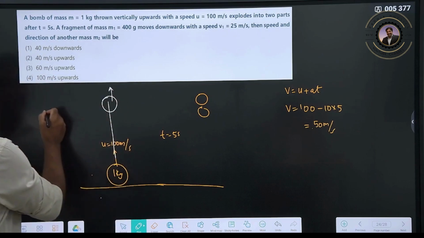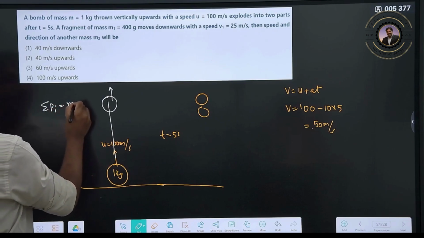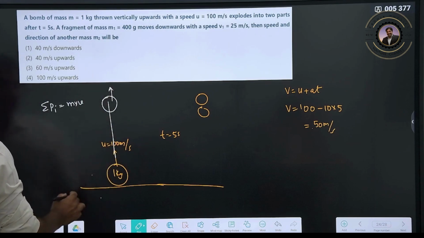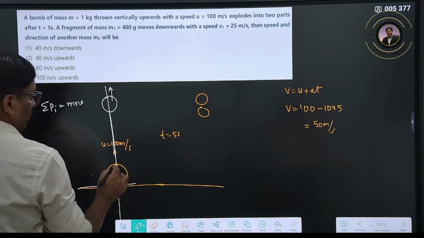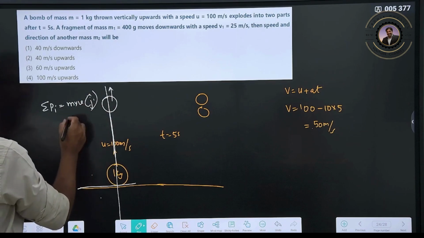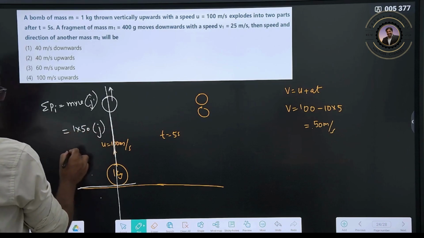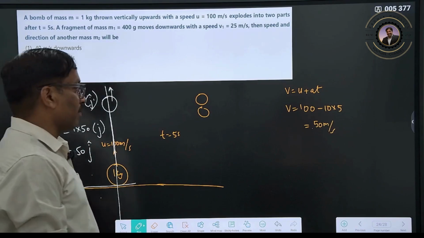What is the initial momentum now? Initial momentum is nothing but mass into velocity along the upward y axis. You can take this as your axis, therefore it is upward, j cap. Clear? So m is how much now? 1 kg into 50, therefore 50 j cap, positive. Initial momentum is 50 j cap.